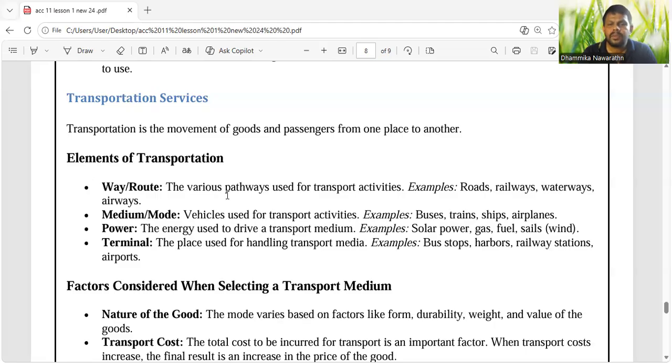Then the power, the fuel they are using, the terminal, and the harbor or airport. Likewise, you should understand the elements of transportation, which change from time to time. When it comes to roads, the vehicles' power can be solar power or gas, and the terminal can be a bus terminal, not just a bus stop. A bus stop means the place you need if you use the bus. The terminal is needed because vehicles can move door to door to the last point. Therefore, the terminal can change depending on the roads.